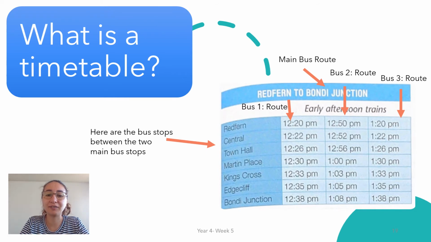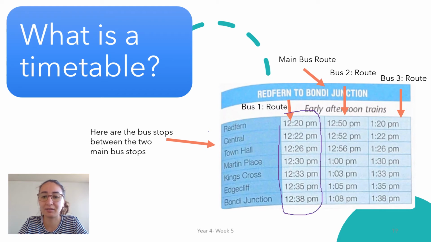Then on the left, we've got these other names here. You might be wondering what these are. So these are the stops the bus will take in between. So in between Redfern and Bondi Junction, it will stop at Central, Town Hall, Martin Place, King's Cross, Edgecliff until it reaches Bondi. During this route, we see this first bus. It's very important to read it like this. So we break it down.